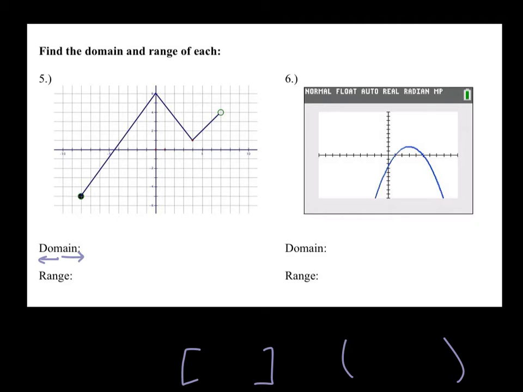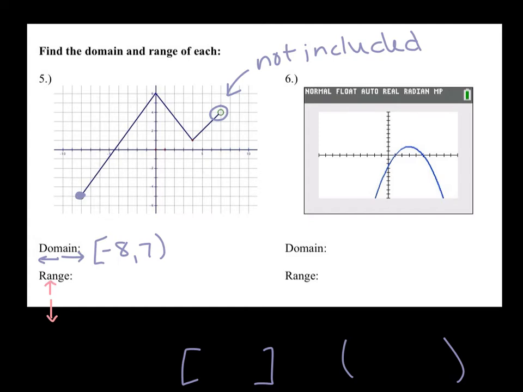The first input value is here at -8. It is included because it's filled in. And then it stops here at +7. So because that dot is not closed in, it should not be included in your domain. It's everything up to 7. So essentially 6.9 repeated forever. So we're going to go to 7 but not included. So we'll do parentheses.